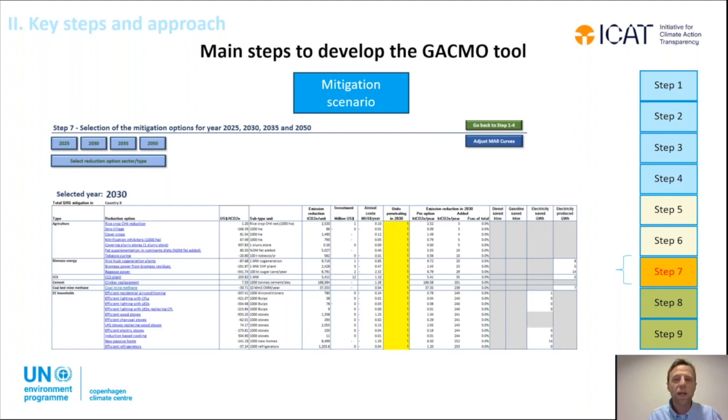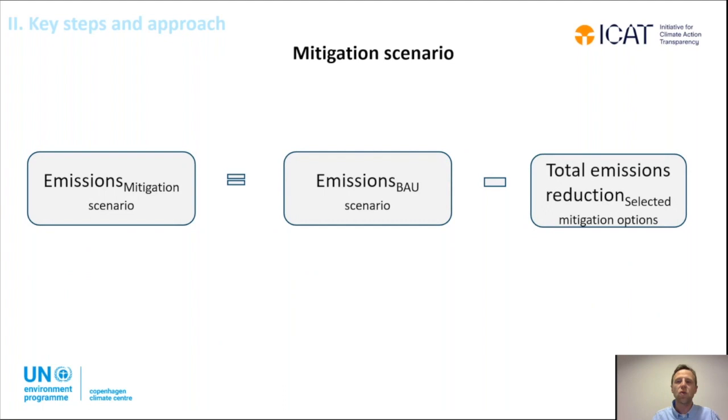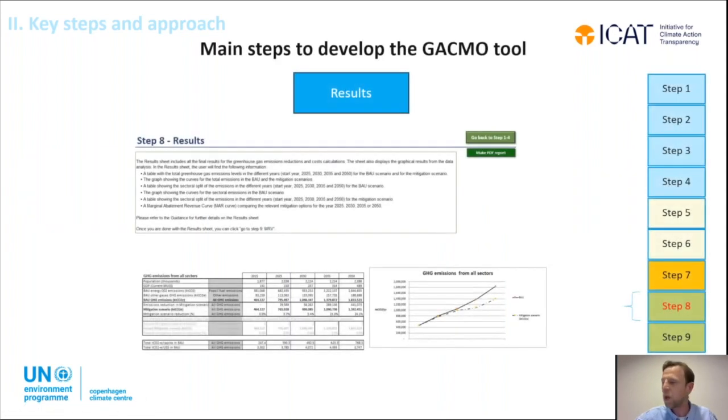Then, of course, the GACMO tool will calculate the emission reduction related to each of the specific mitigation options selected by the user. The GACMO tool will aggregate all the emission reductions to calculate a total emission reduction in the years 25, 30, 35, and 50. And then by deducting this reduction from the emission level calculated for those same years in the business as usual scenario, the GACMO tool builds the emission mitigation scenario. Okay? So this is the rationale for building the mitigation scenario. As I have mentioned, all the results of the application of the tool can be found and visualized in a specific sheet at step 8 in the new version of the tool.